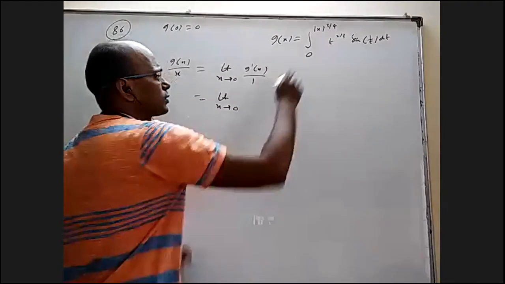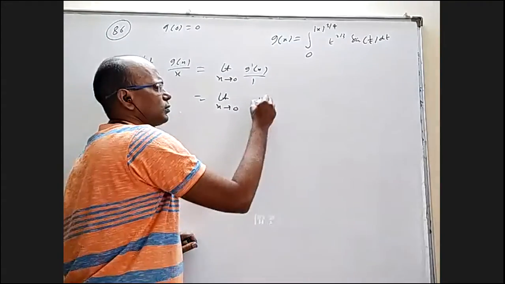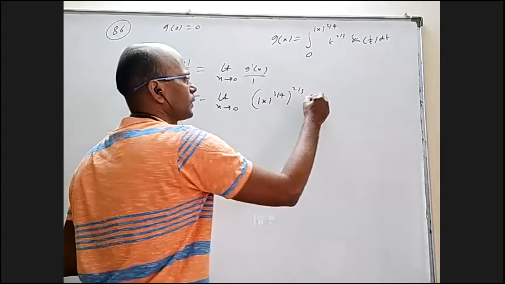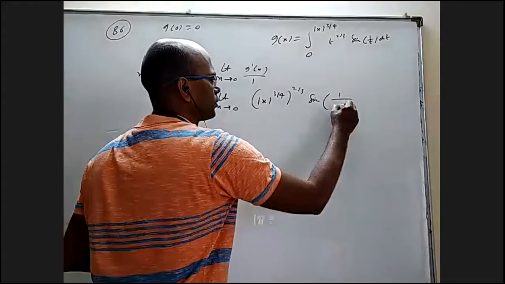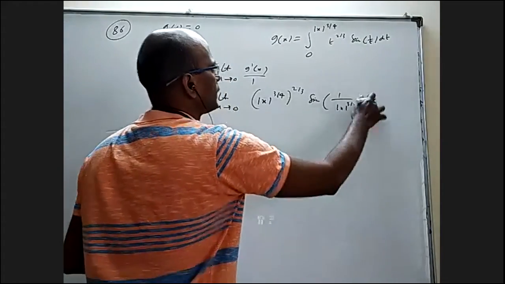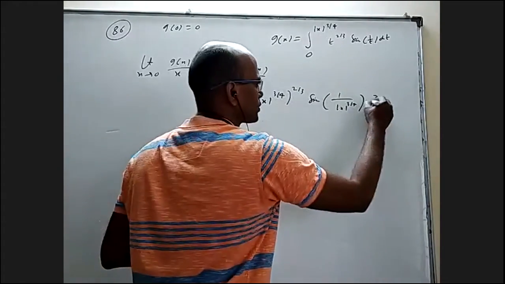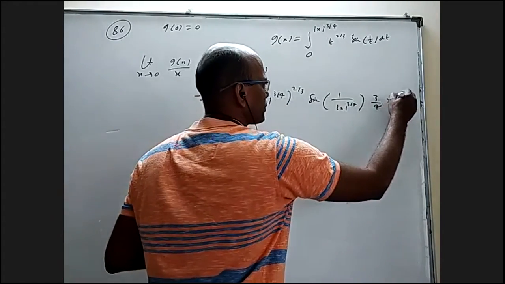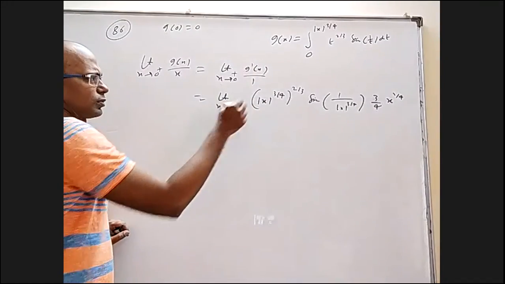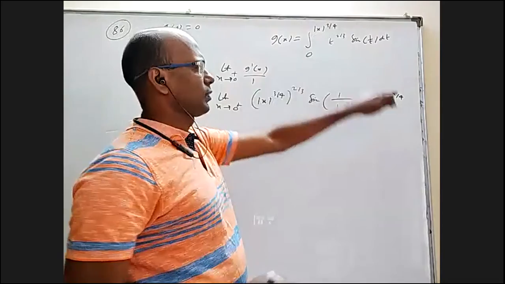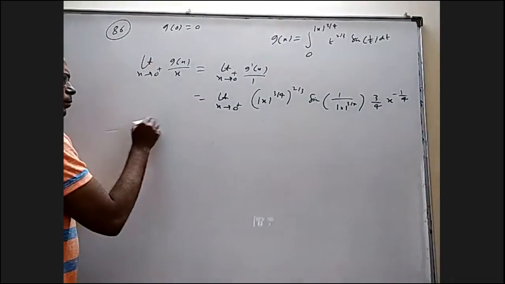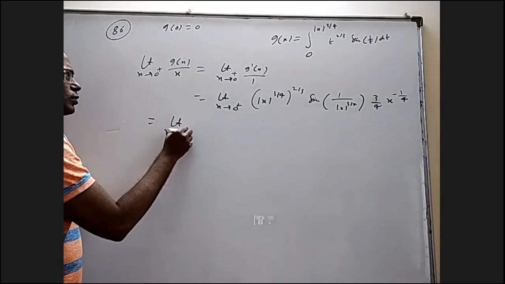If you use the fundamental theorem, in the place of t, we have to put this. So mod x power 3 by 4, whole power 2 by 2, sine of 1 by mod x power 3 by 4. That's it. And the derivative of that I should not forget, which is 3 by 4 into x power minus 1 by 4. I'm only taking 0 plus, let us say, because 0 minus will come the same. Limit x tends to 0 plus.